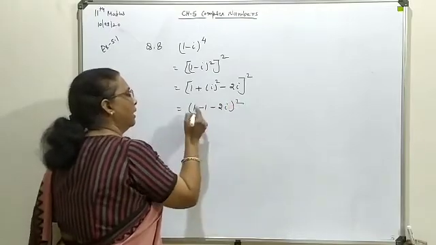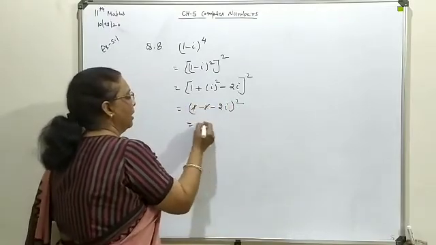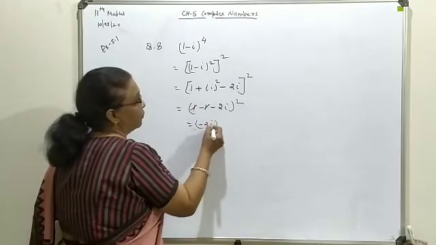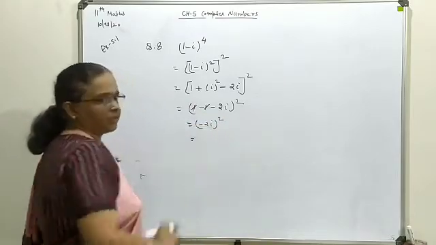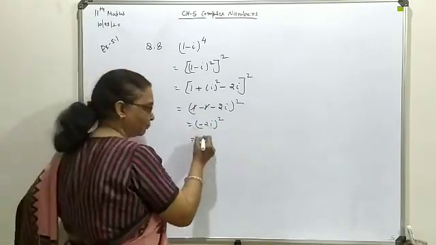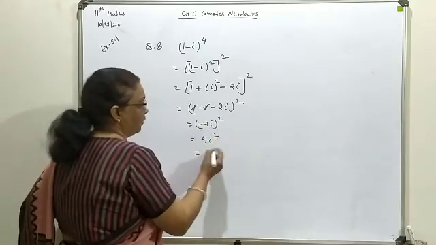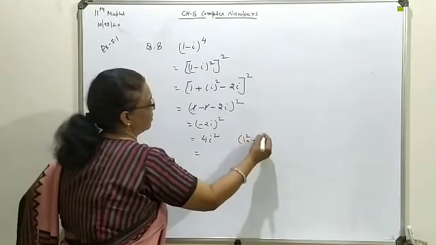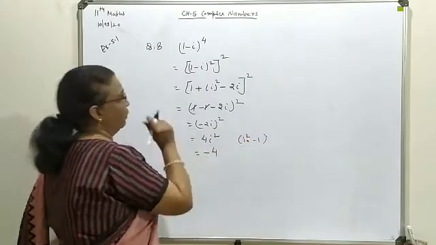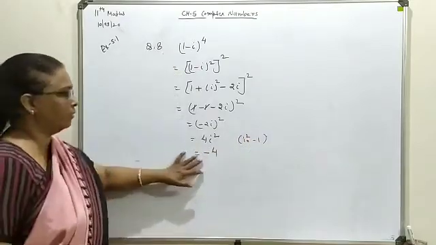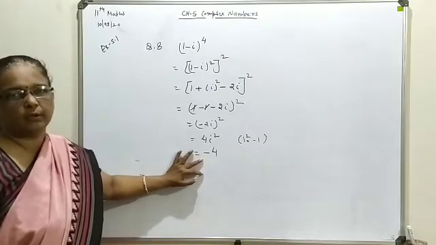Make it square. This is 1 and minus 1 cut. This is minus 2 iota whole square. Make it square. So this will give you 4. This is again iota square. Iota square again you will write as minus 1. So this is minus 4. So this way this expression you will sort out as minus 4.